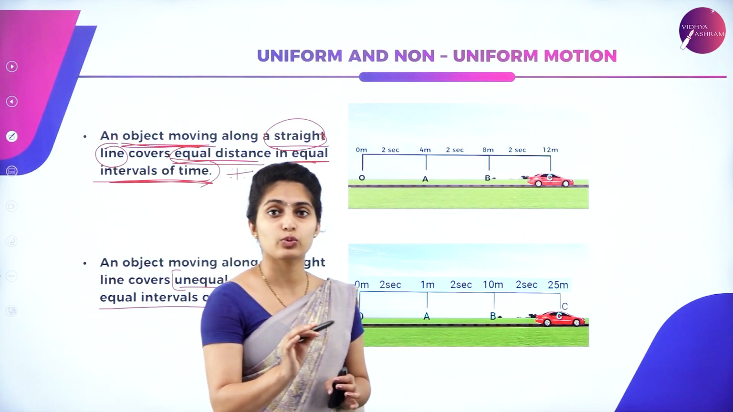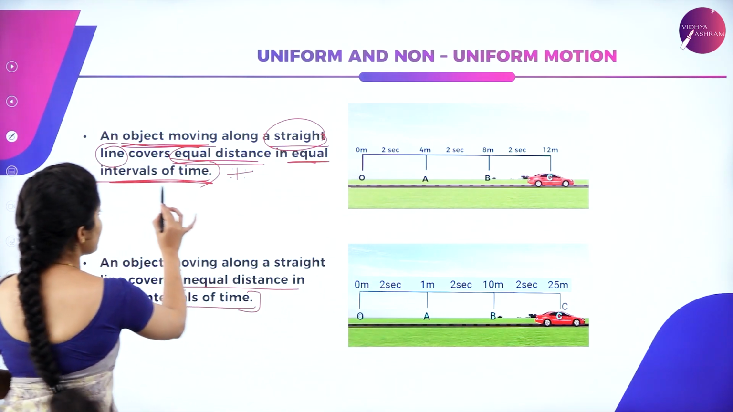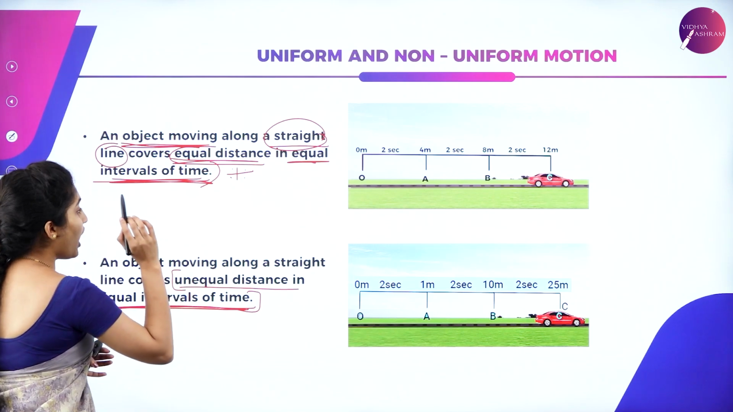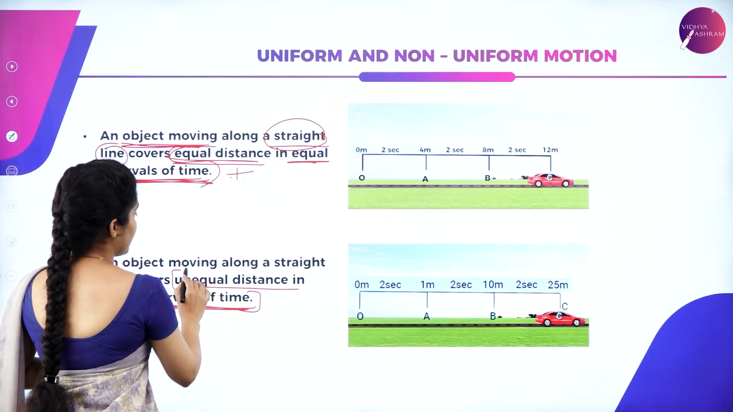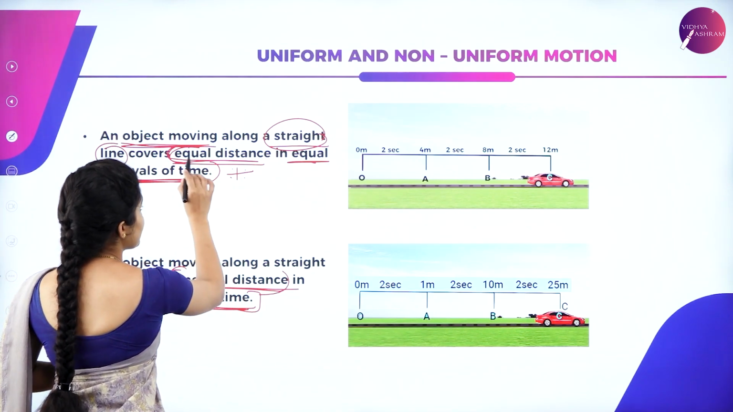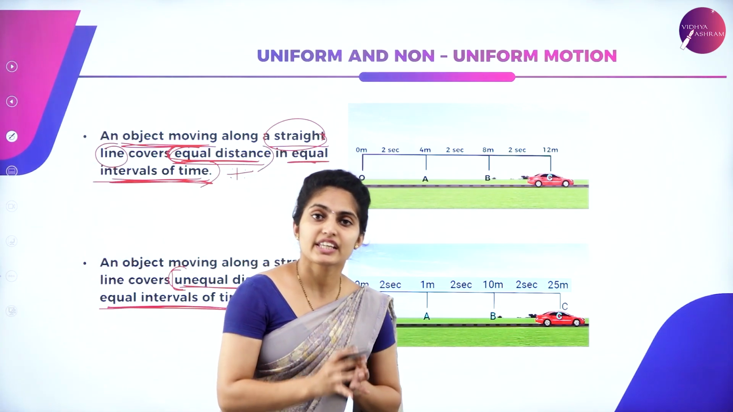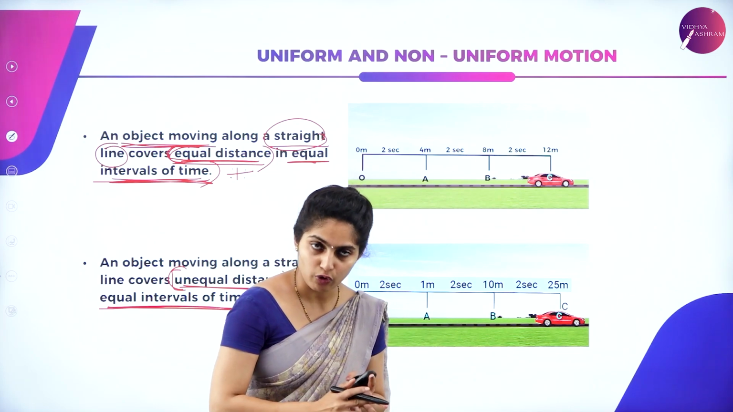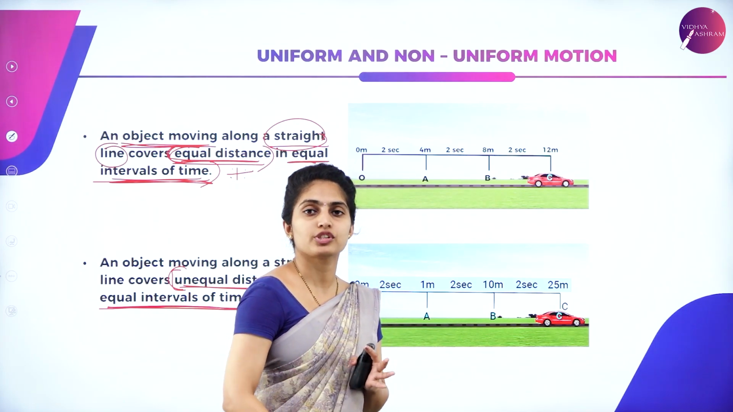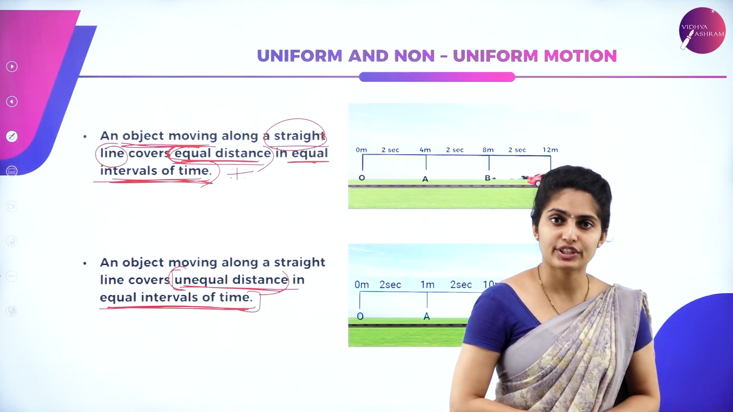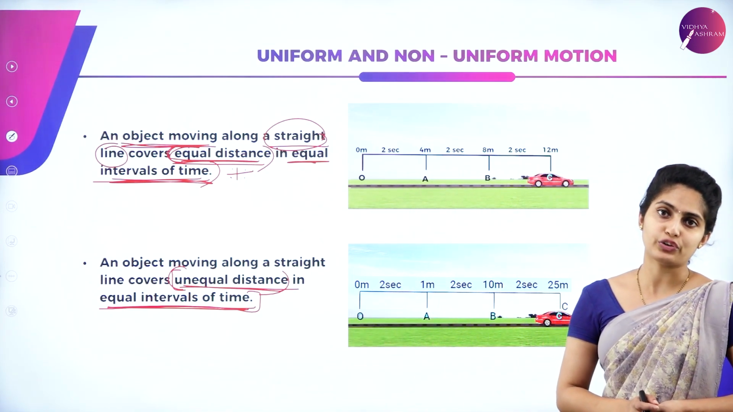Time is always equal. In both cases it is an equal interval of time. The only unequal part is the distance here, while here it is equal distance. So if an object travels equal distance in equal intervals of time, it is called uniform motion. If it travels unequal distance in equal intervals of time, it is called non-uniform motion.